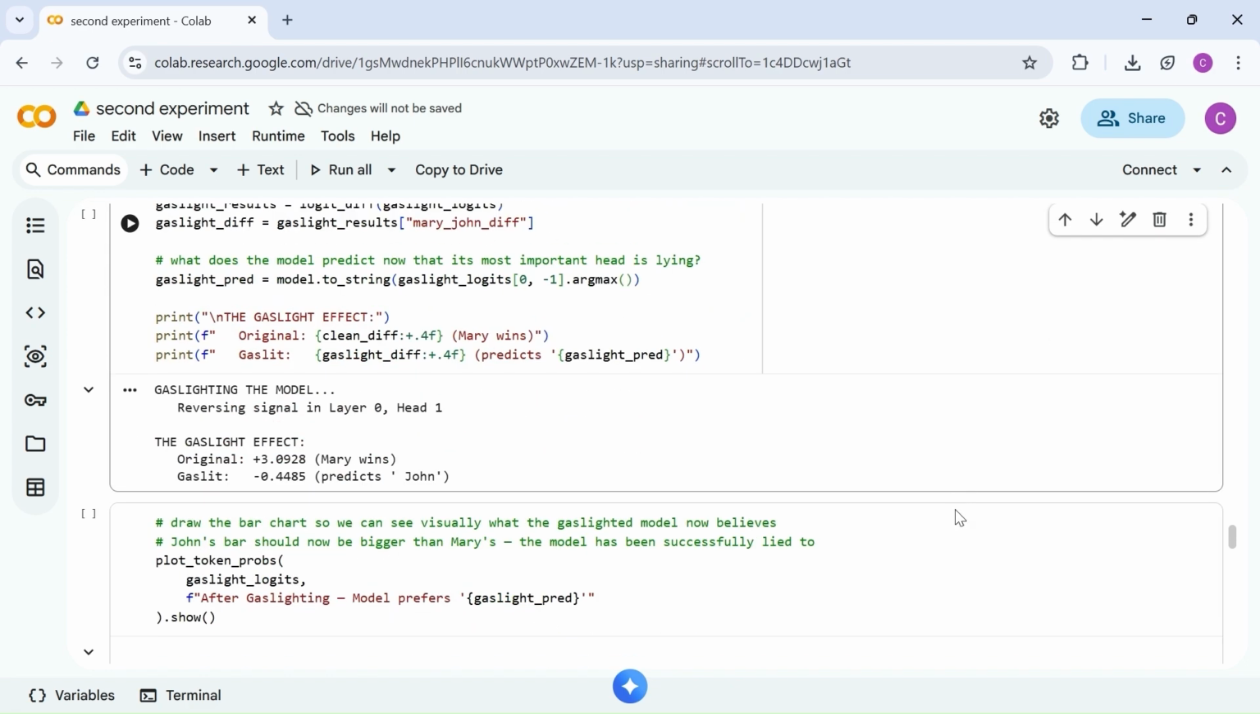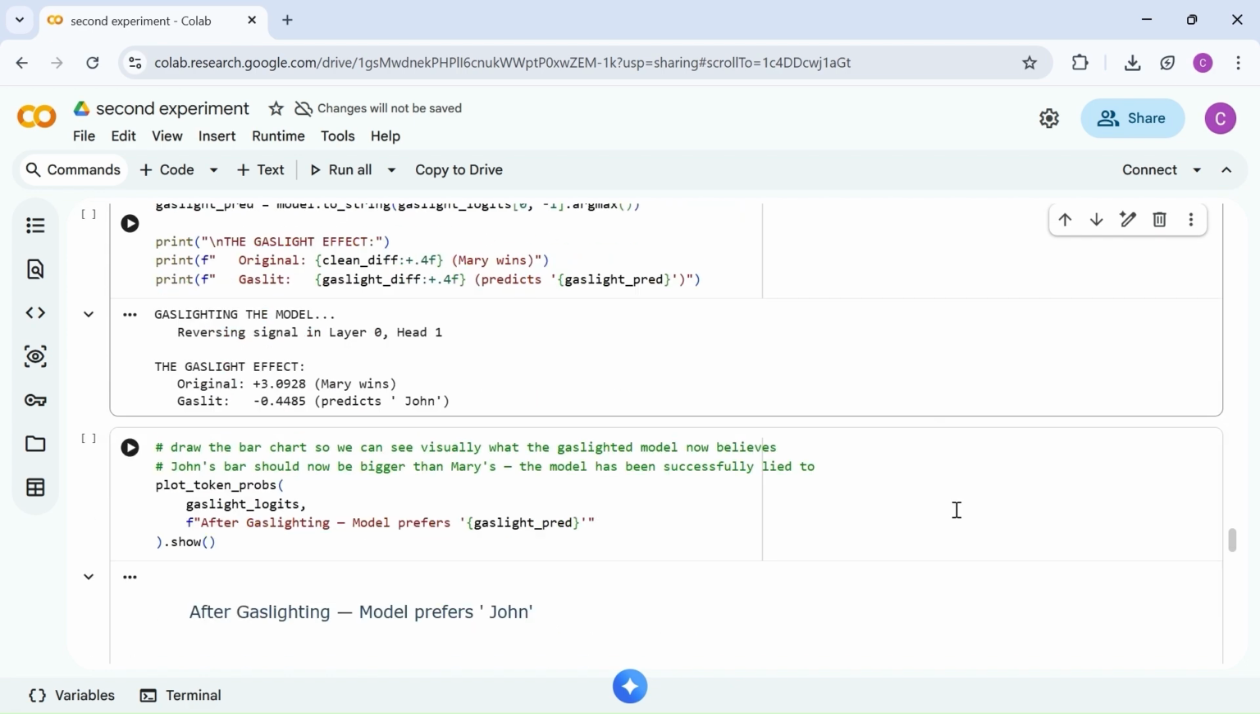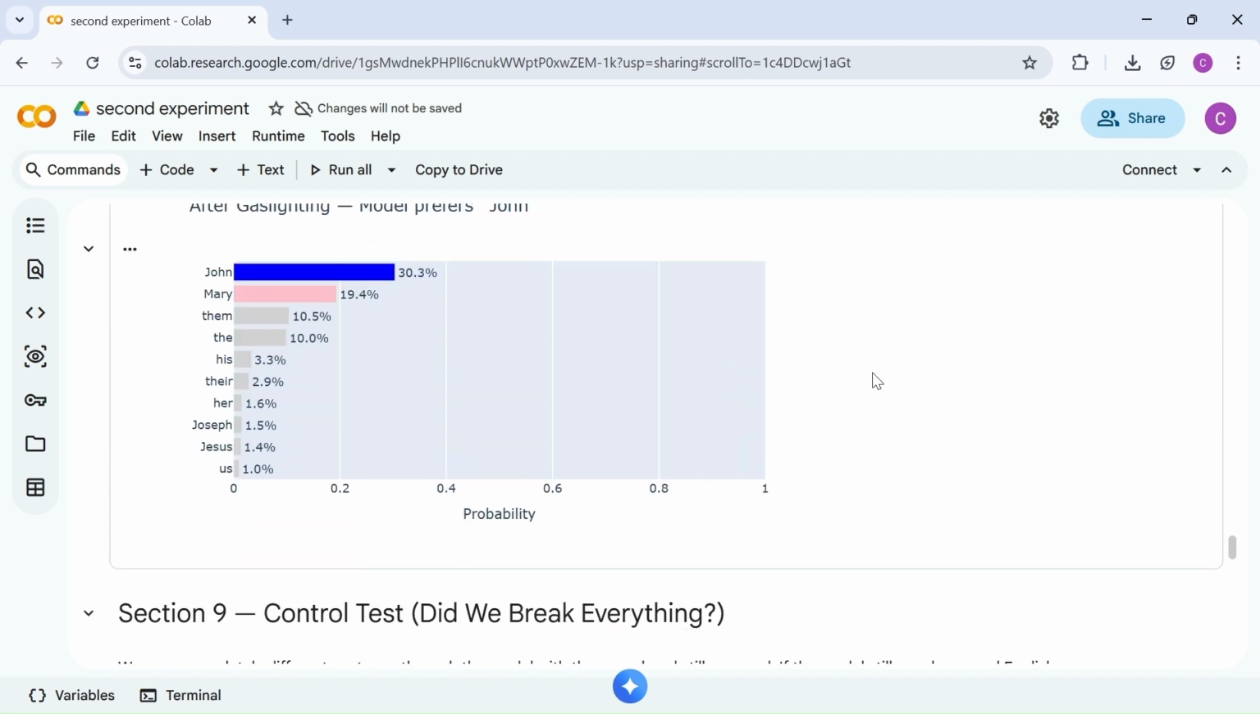Now let's run the model again. As you can see here, the logit difference changed from positive to negative, meaning that we have flipped the logit difference. So now the decision that was initially Mary has become John. So the entire decision reverses. You can see that here as well. This reversal has been done with just one multiplication. There was no retraining involved, no fine tuning, and no prompt engineering or reinforcement learning. Just flipping a single internal signal.